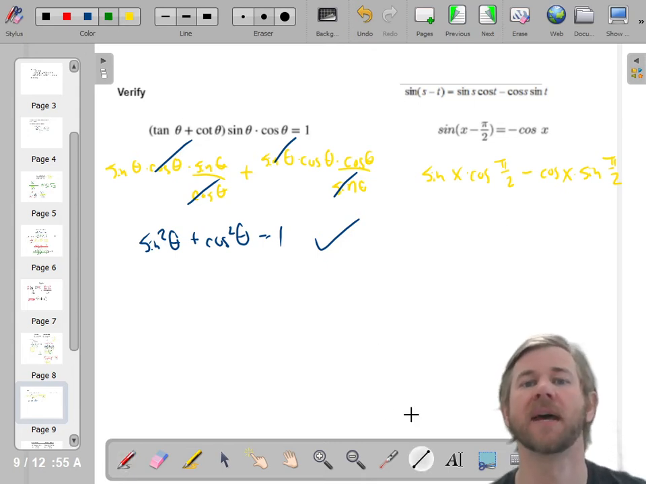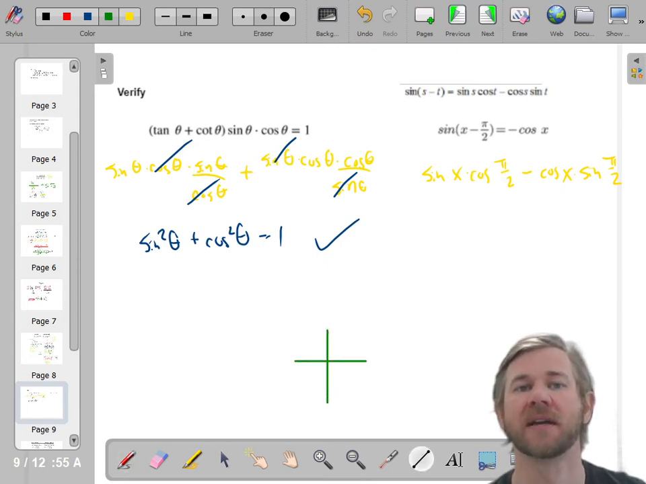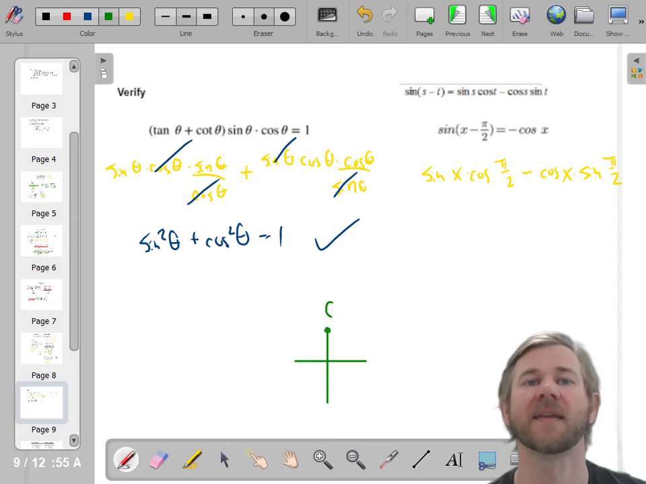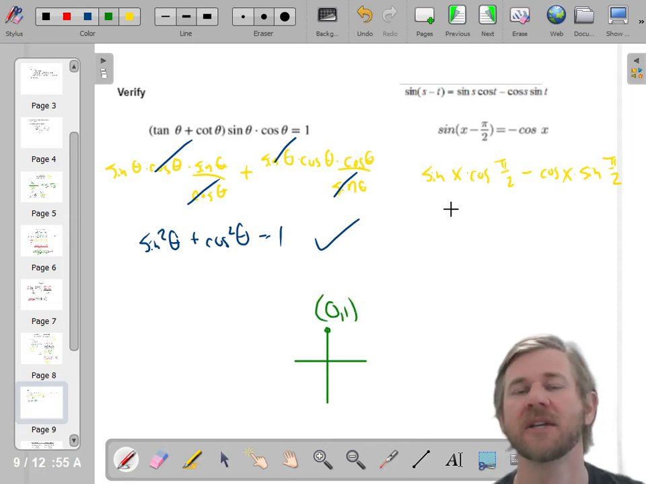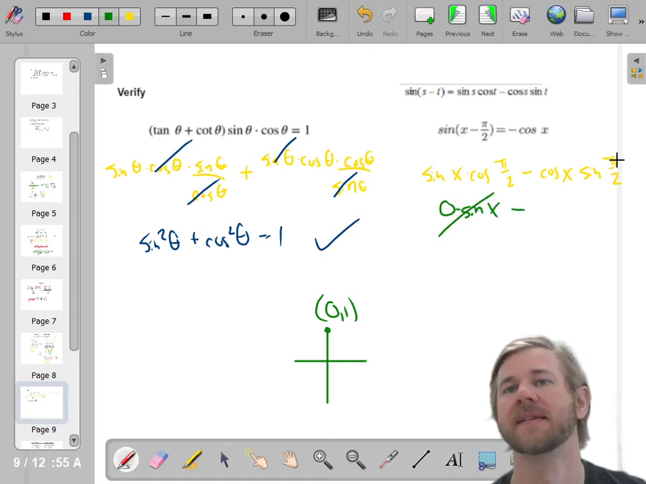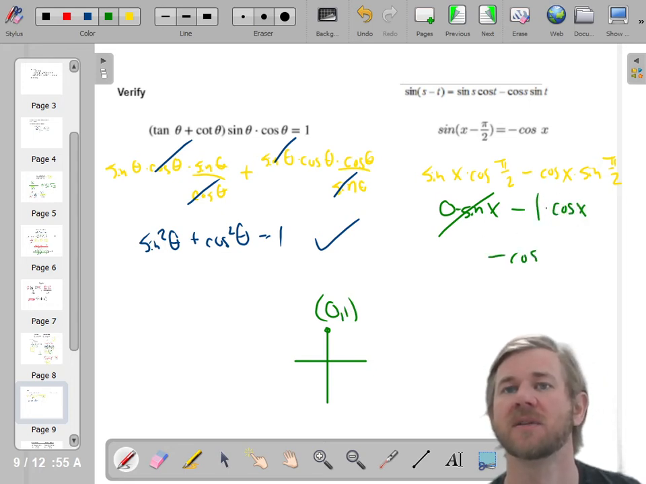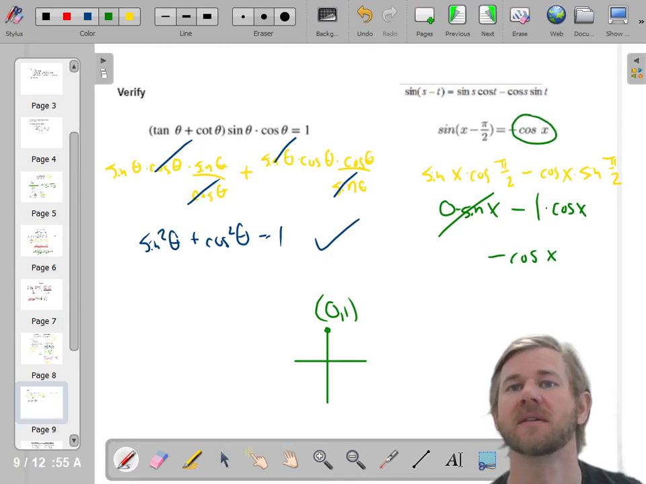Now you got to remember that pi over 2 is one of those quadrant angles. That's up here. And I like to label that. That's 0, comma 1. The cosine of pi over 2 is the x. So that's 0. 0 times the sine of x goes away. And the sine of pi over 2 is the y. That's 1. So 1 times the cosine of x. And that's negative 1 times the cosine of x, which is, hey, negative cosine x. We did it.